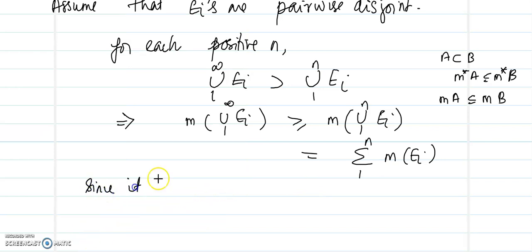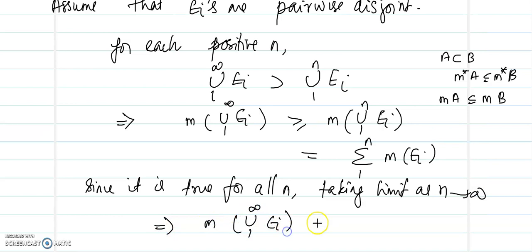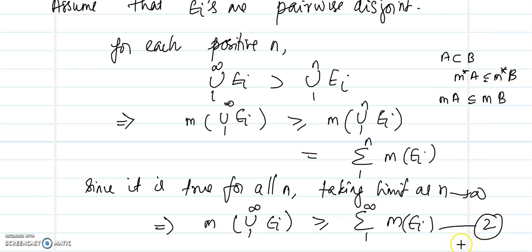Since it is true for all n, taking the limit as n tends to infinity, that implies M of union 1 to infinity E_i will be greater than or equal to summation 1 to infinity M of E_i. So this is the second result we have got.